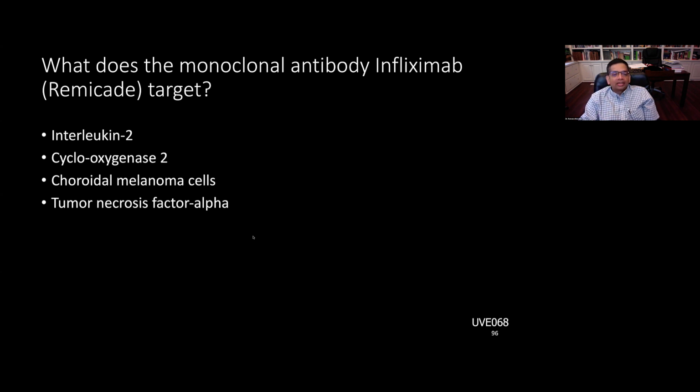So this is an easy question, right? Everybody should get this one. Yeah, so it targets TNF-alpha. It's a TNF-alpha inhibitor, Remicade or infliximab. We talked about adalimumab and infliximab. Those are the two agents that are most commonly used in the treatment of uveitis as second or third line agents.